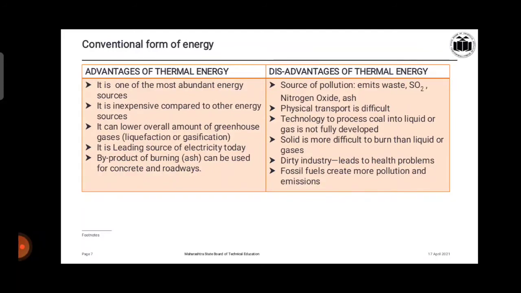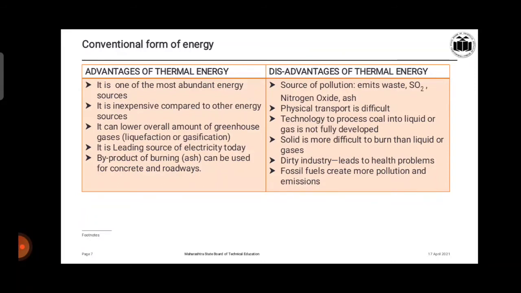The second point is that it is inexpensive compared to other energy sources, but the disadvantage is that physical transportation of this energy is very difficult. The third one is that it can lower the overall amount of greenhouse gases through liquefaction and gasification, but the technology to process coal into liquid or gas is not fully developed.